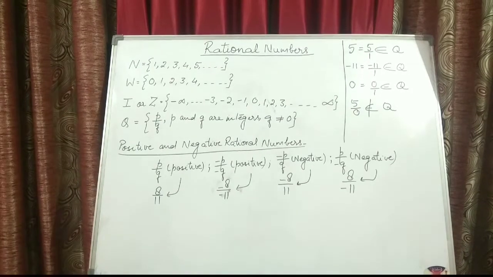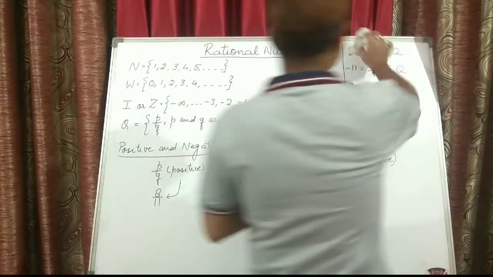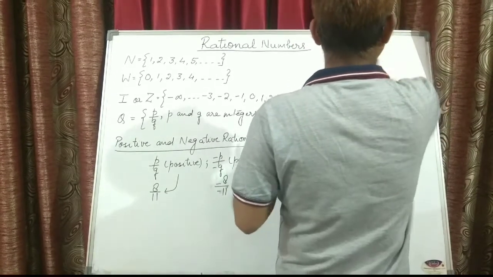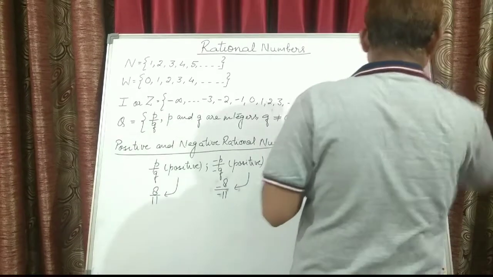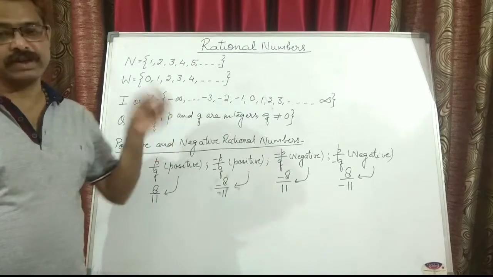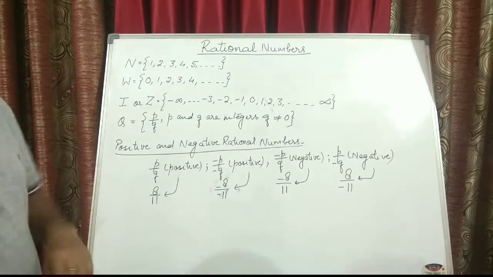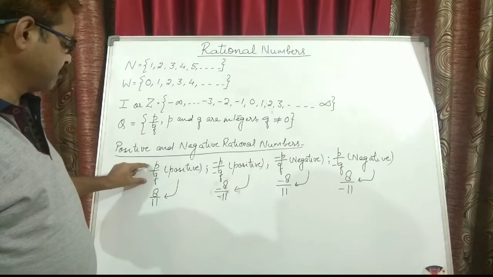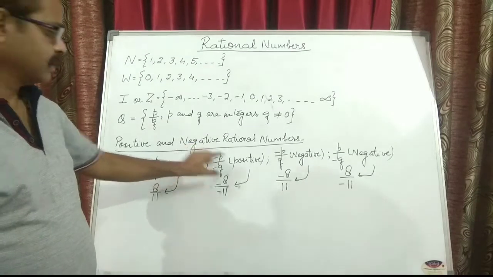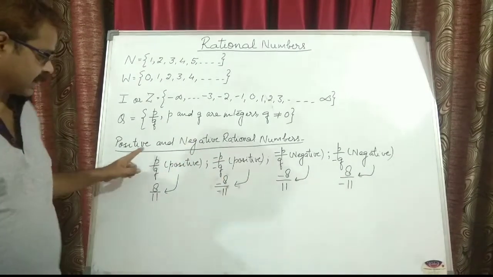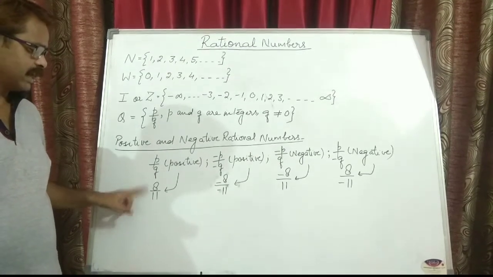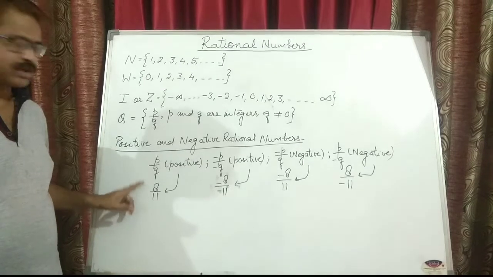Now our next point is what is a positive rational number and a negative rational number. Rational numbers can be written as positive and negative both. So very simple, if in a rational number both numerator and denominator have the same sign, both can be positive or both can be negative, then it will be positive. Suppose I have taken an example 8 upon 11, where 8 is positive and 11 is positive. So finally it will be a positive rational number.